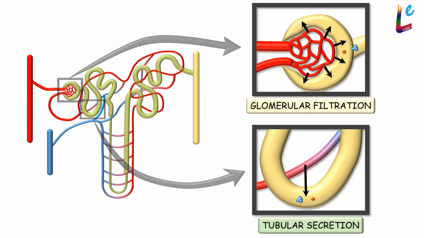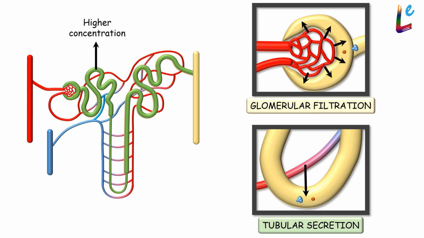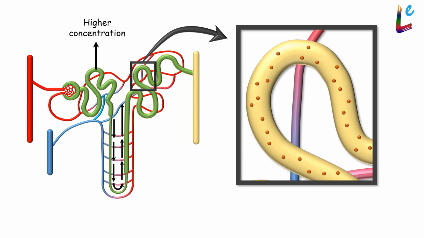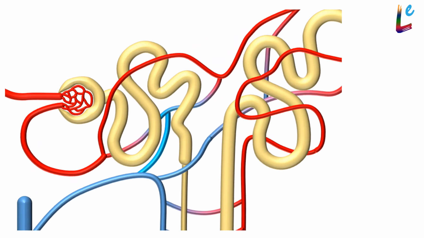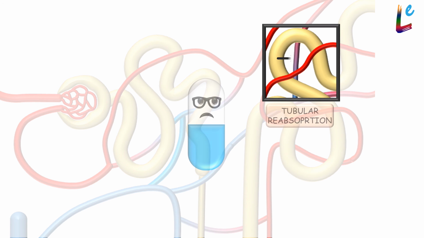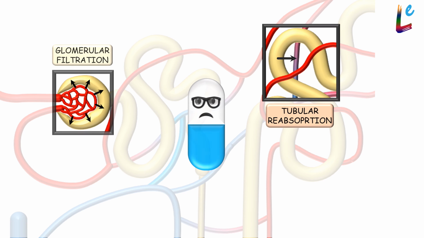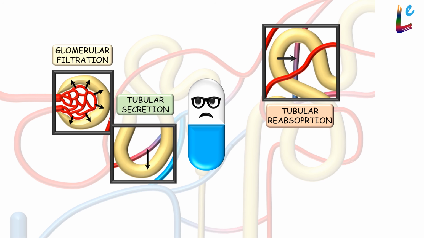Now, the drug concentration is higher within the tubular lumen. So, as the drug moves through the tubular lumen, due to the concentration gradient, it can move back into the capillaries by simple diffusion. That is, it can be passively reabsorbed. So, if molecules reaching the tubular lumen are reabsorbed, then wouldn't glomerular filtration and tubular secretion be pointless?